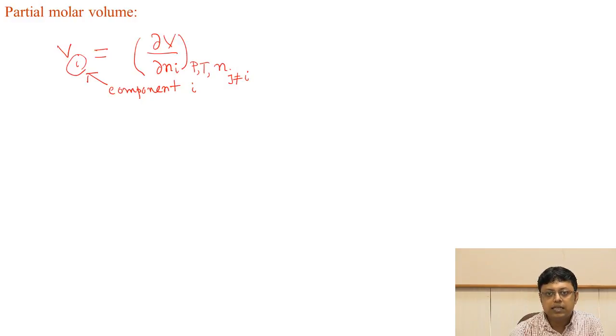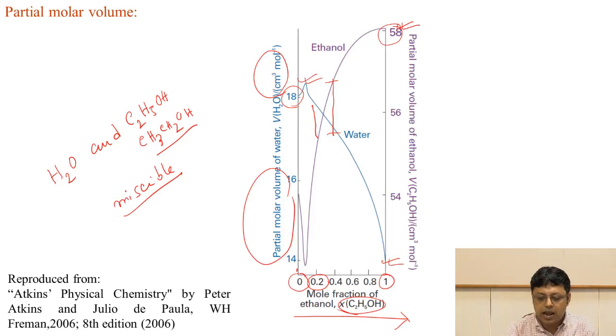We are only seeing how the volume is changing by addition of ethanol, when the addition of water is not done. You could have either added water, then the curve will look like this, the curve for water, from 0 water mole fraction to maximum 1, or you could also do it by adding ethanol.